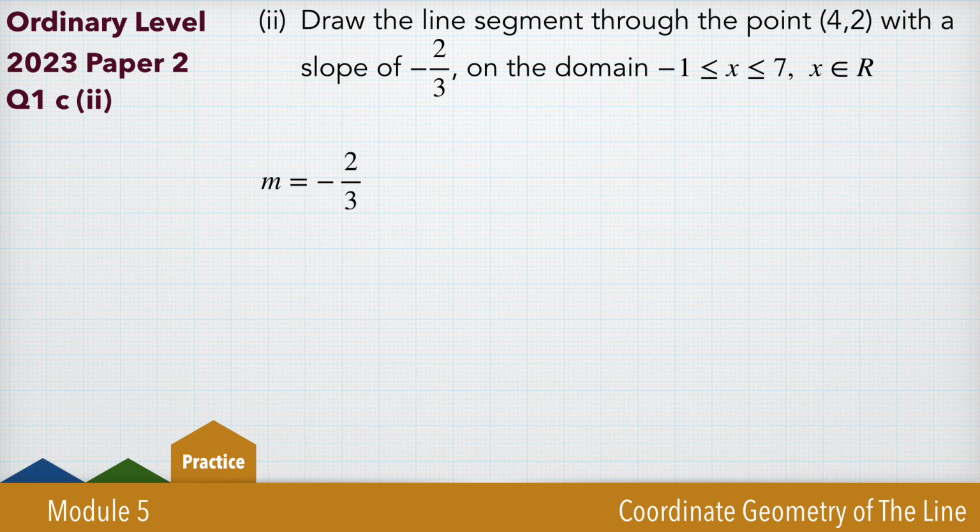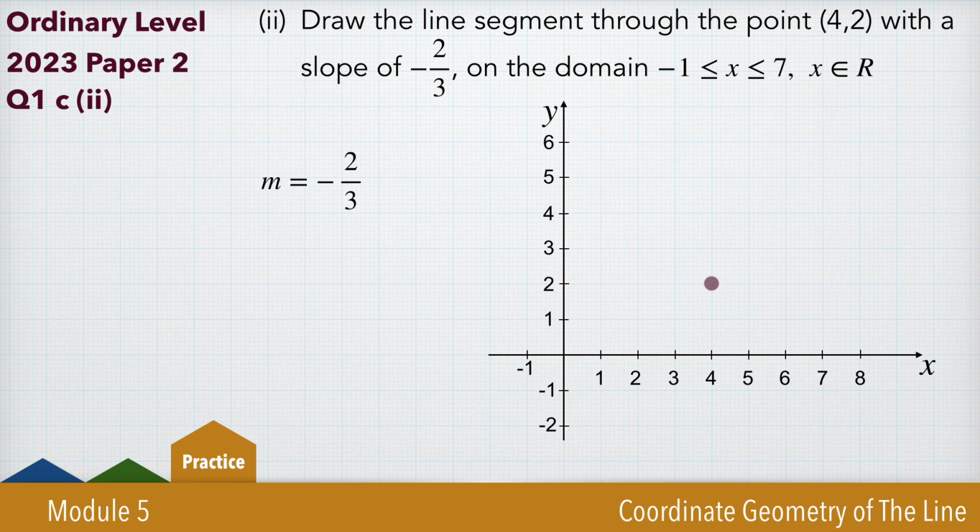So we start by plotting the point 4, 2, and using the slope, we go down 2 along the y-axis and out 3 along the x-axis. This brings us to the point 0, 7. We will place a ruler alongside the 2 points and draw a line joining the points and extend the line to keep within the domain of x values -1 to 7.